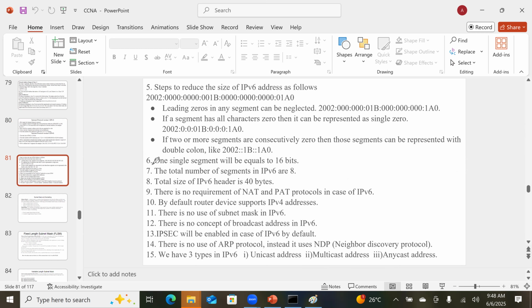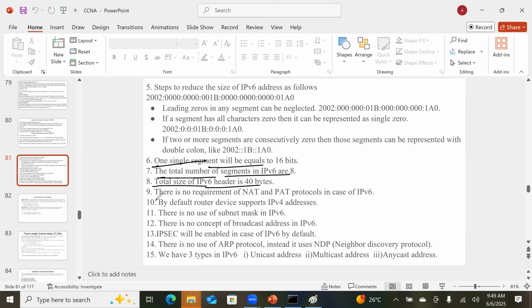The 6th point: one single segment equals 16 bits, as we have seen, and the total number of segments is 8. The total IP version 6 header is 40 bytes. What is the IP version 4 header size? 20 bytes to 60 bytes. And the IP version 6 header has a constant size of 40 bytes.